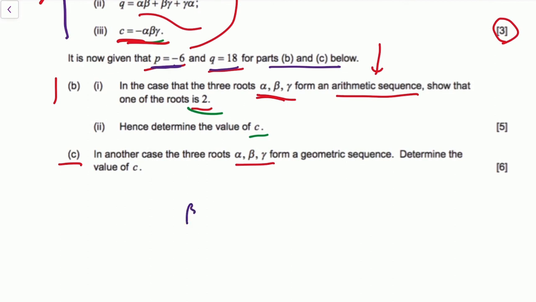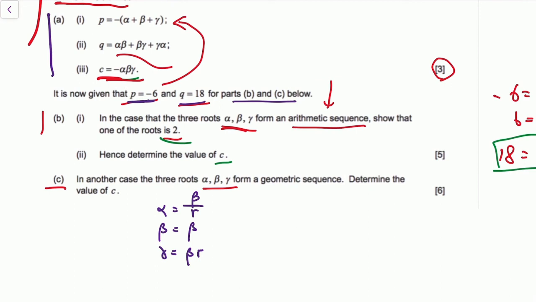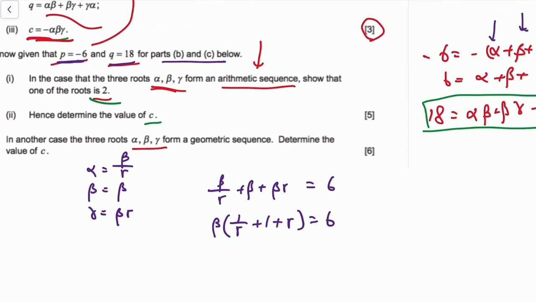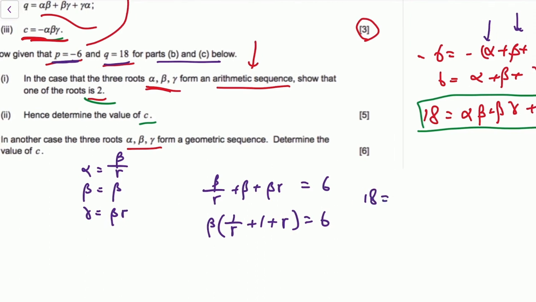So now it should be easy. You take beta to be the first term, so alpha would be beta over L, gamma would be beta times L. And so the sum of roots would be 6, same as before. So if you add them up, you should get 6. You probably factor out beta, so we have 1 over L plus 1 plus L, being 6. This is where it is already a dead end, so we'll need the other equation. q being 18, for multiplying two of them up and then adding them up.